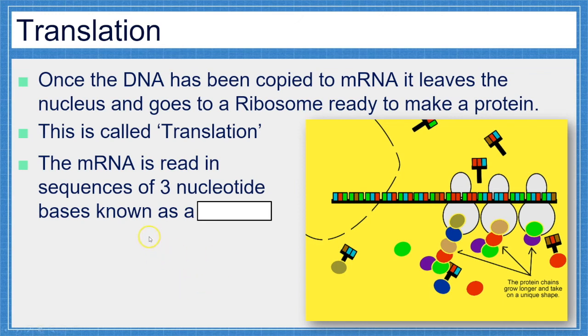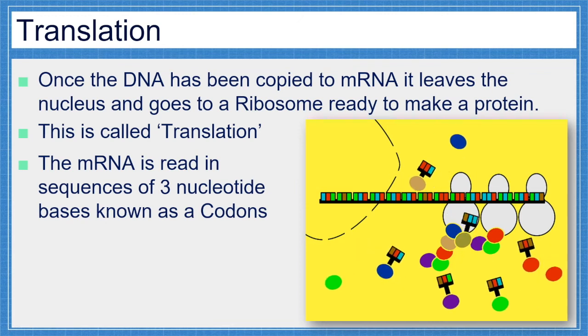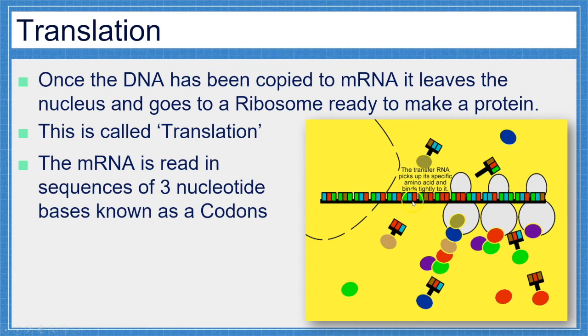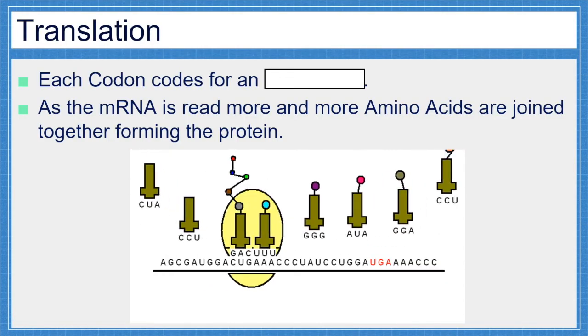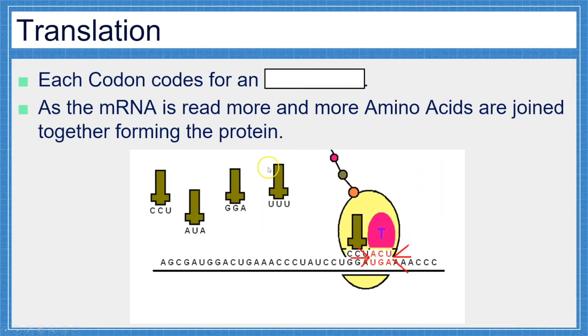So the mRNA gets read in sequences of 3 nucleotide bases, and those are called codons. You don't read it letter by letter, you read them in sets of 3, like you're reading 3-letter words as you go along. The specific term for that is codon. You can see that's what's happening in this image. Each codon, each 3 letters, codes for 1 amino acid.